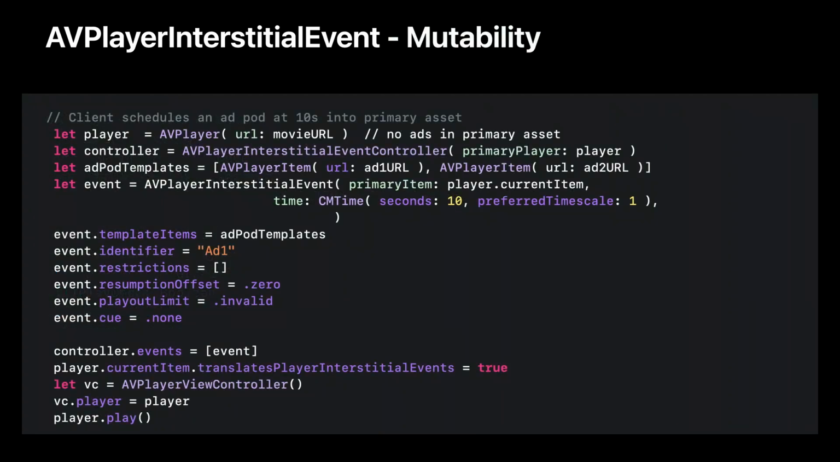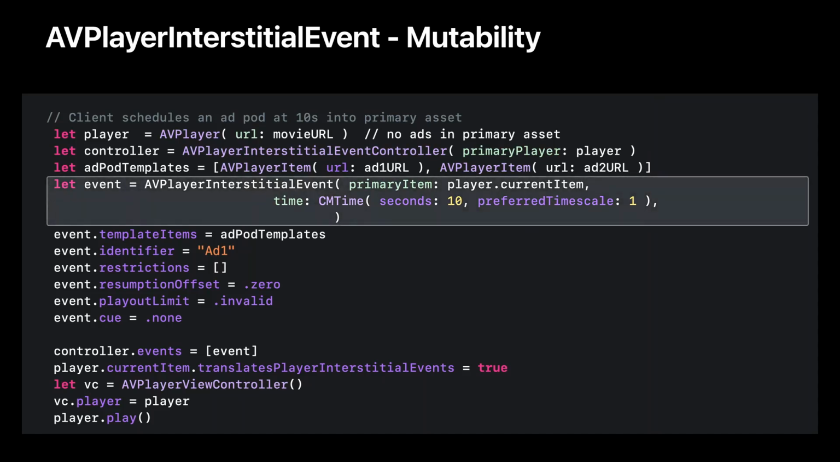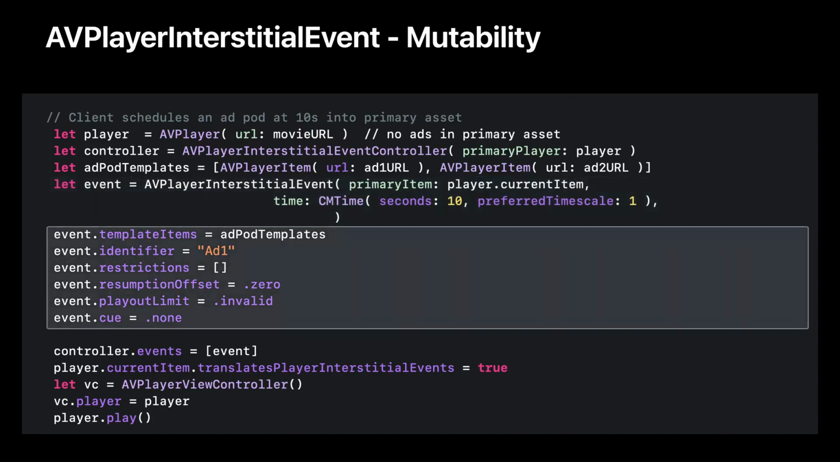As AVPlayerInterstitialEvent continues to grow, we figured it might be better to separate the setting of the properties from the creation of the object. So we've now made the AVPlayerInterstitialEvent object mutable. You can now create the object with just the primary item and start time of the event. And you can then specify the different configuration options by setting the relevant properties.